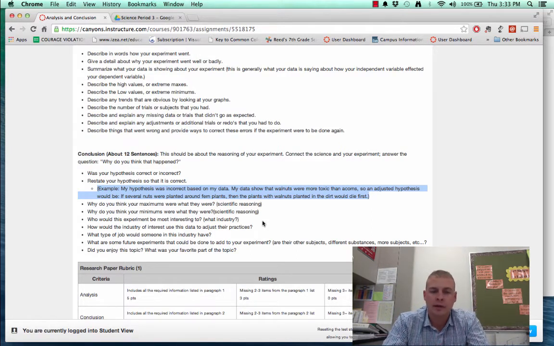Okay, I had thought acorns were more toxic than walnuts. So my hypothesis was incorrect. So I adjusted the hypothesis, and I said, my hypothesis would be correct if it was worded this way: if several nuts were planted around fern plants, then the plants with walnuts planted in the dirt would die first. Okay. So restate your hypothesis so that it is correct. Or if it was correct, reaffirm it and just restate the same hypothesis that you wrote originally.